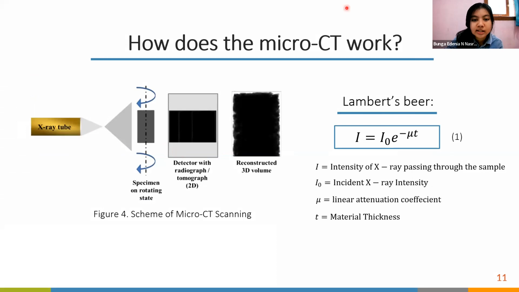It is based on the Lambert-Beer law, as shown in equation 1, in which I is the intensity of X-ray passing through the sample, I0 the incident X-ray intensity, mu the linear attenuation coefficient, and T the material thickness.